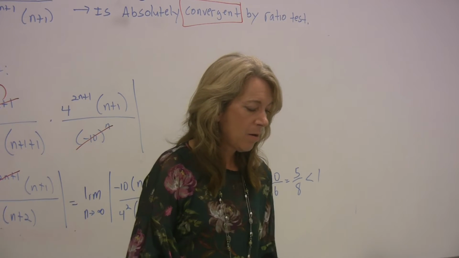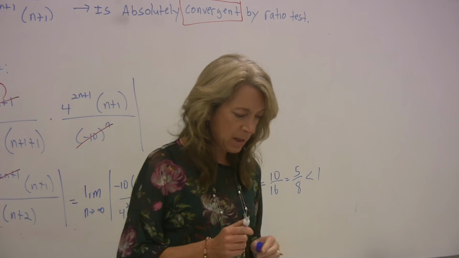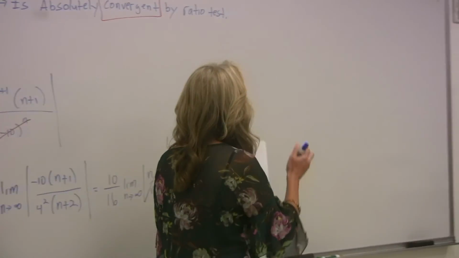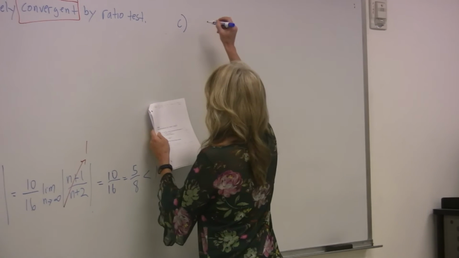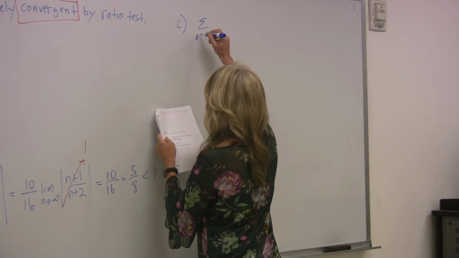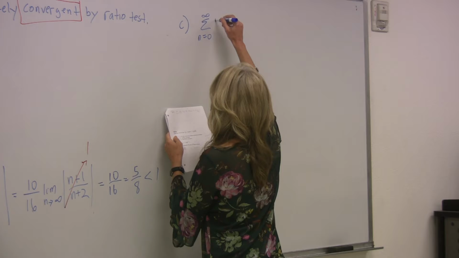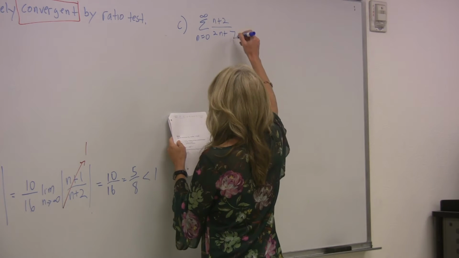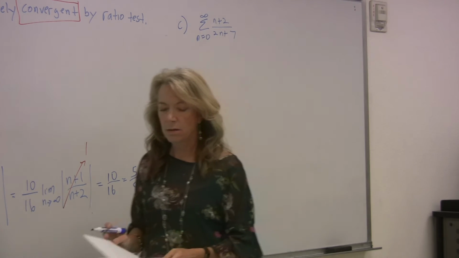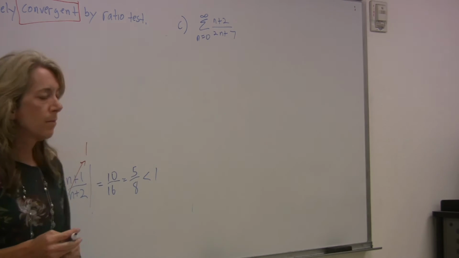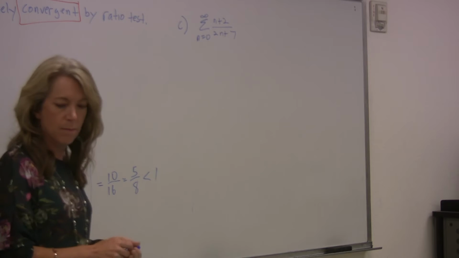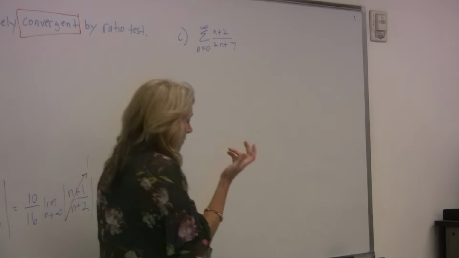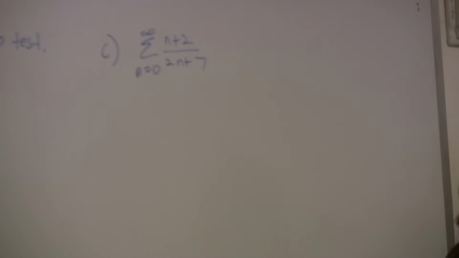Okay, what about C on the next page? It looks so much nicer than those other ones. It's always a scary thing when they look pretty. What about C? N plus 2 over 2n plus 7. Same question, does it converge or diverge?